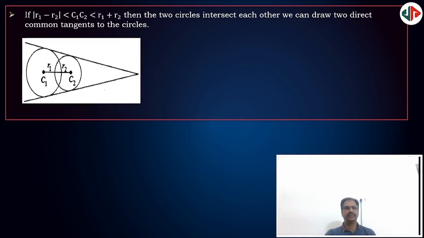But this is the condition for two circles to intersect each other: mod of R1 minus R2 less than C1C2 less than R1 plus R2. In this case only two common tangents can be drawn and both are direct common tangents.